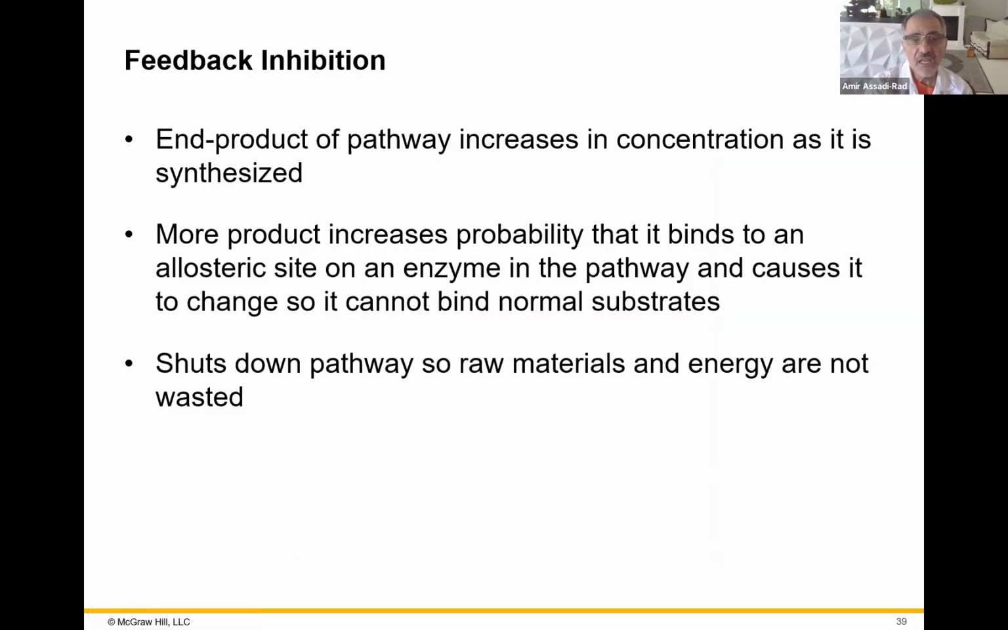Okay, feedback inhibition. I talked about it a little bit in the past, just like a thermostat in your home, but it's coming up here now. As the end product of a pathway increases in concentration, the more product is synthesized, the higher the probability that it binds to allosteric sites on the enzymes in the pathway and causes them to change, so they cannot bind the normal molecule. Yeah, you will see that. It should come up. It will come up. It shuts down the pathway so raw materials and energy are not wasted.